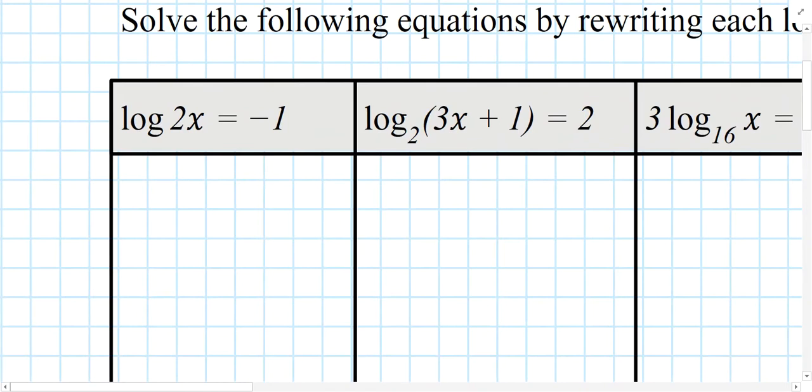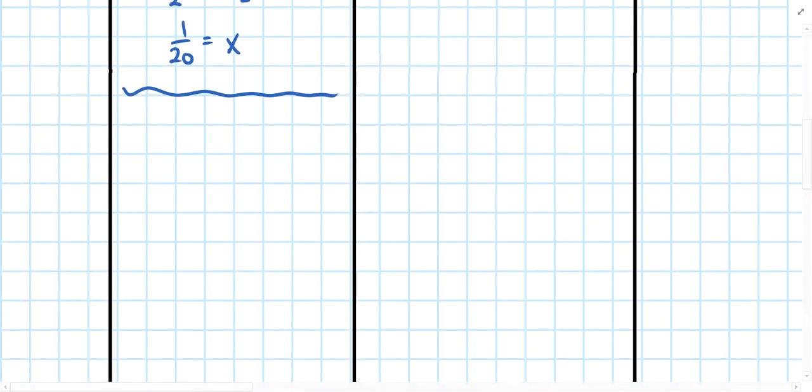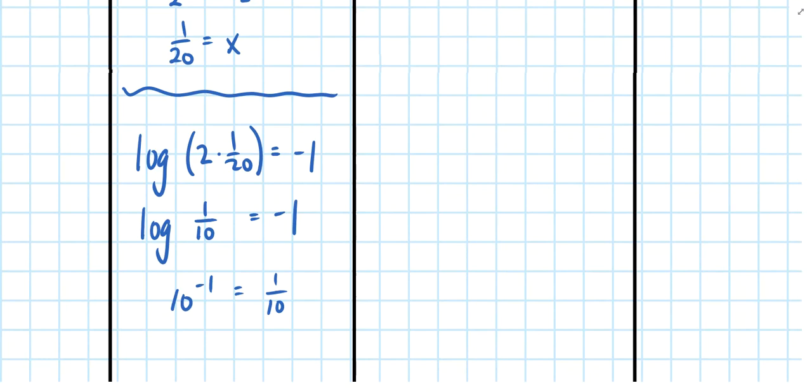With this common logarithm, I would first rewrite it as the exponential 10 to the power of negative 1 equals 2x. Then, by simplifying, we have 1/10 equals 2x. And finally, by dividing by 2 on both sides of the equation, we see the result 1/20. We should check our work by substituting back into the original equation. We see that our equation is correct. Therefore, we can be confident in our answer.